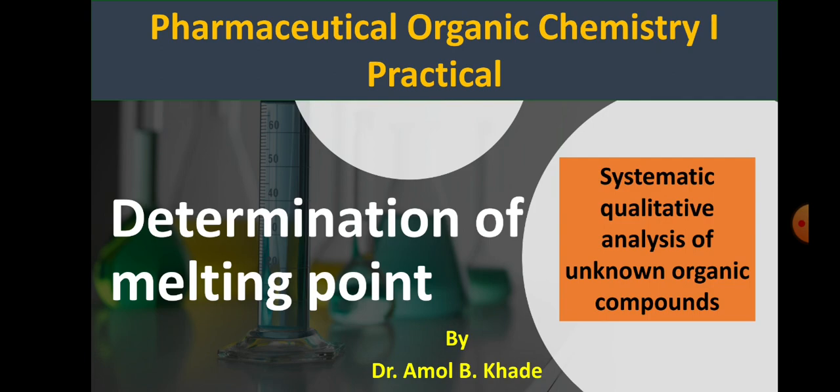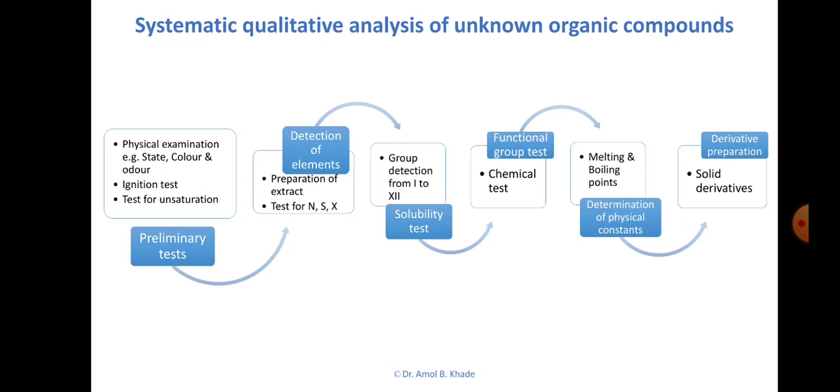So in today's session, we will be discussing an important and quite simple experiment, that is the determination of melting point. This experiment is a part of our systematic qualitative analysis of unknown organic compounds, and it is also a part of the separate experiment where the organic sample is given to you and you are supposed to identify what that sample is based on the melting point. Okay, so let's get started.